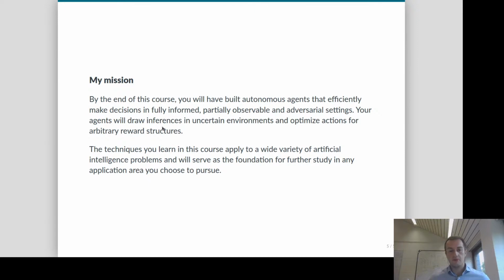We'll see, of course, that this is a very important component today, but this does not solve all the problems. So the techniques that you will learn in this course will apply to a wide variety of artificial intelligence problems, and really will serve as the foundations for further study in any application area you choose to pursue. Okay, so this is really important. Many of the algorithms that we'll see together, of course, you can use them to implement intelligent agents, but you can apply them to many scientific problems, more classical or traditional problems that you may encounter.